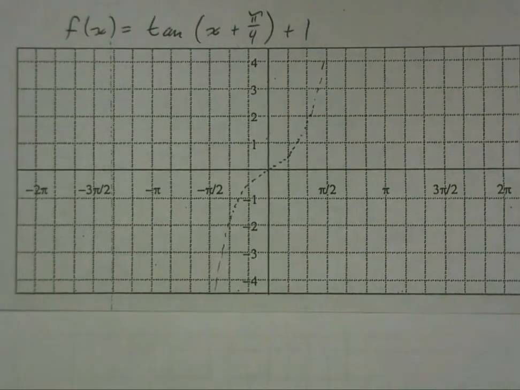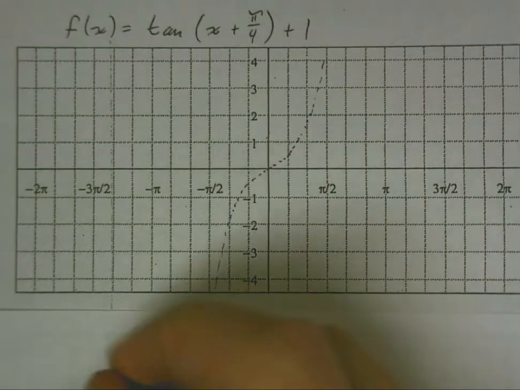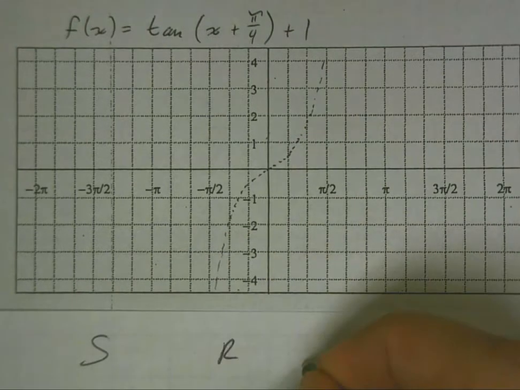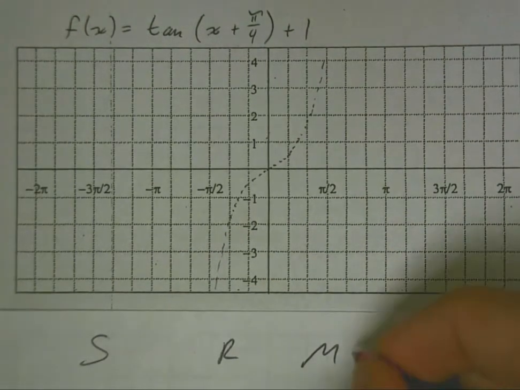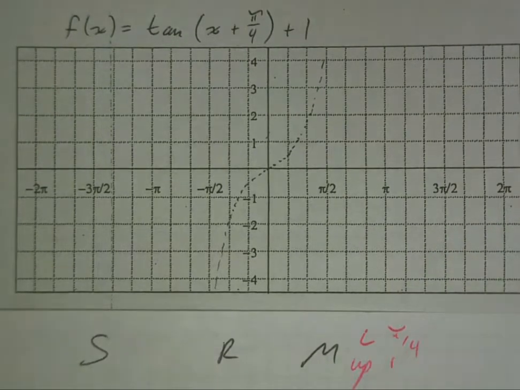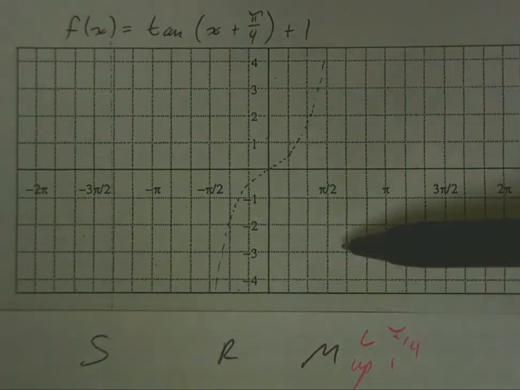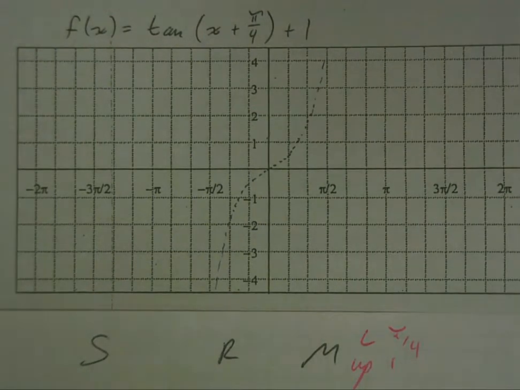Alright, we're going to graph this function now. We have tangent of x plus pi over 4, plus 1. So with our stretch, reflect, move, with the move, we're going to move to the left pi over 4. And we're going to move up 1. I have my parent function of tangent already graphed. Don't forget that your asymptotes are at pi over 2 and negative pi over 2, and then every pi over 2 thereafter.